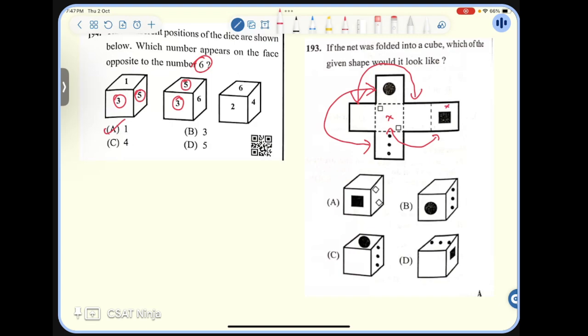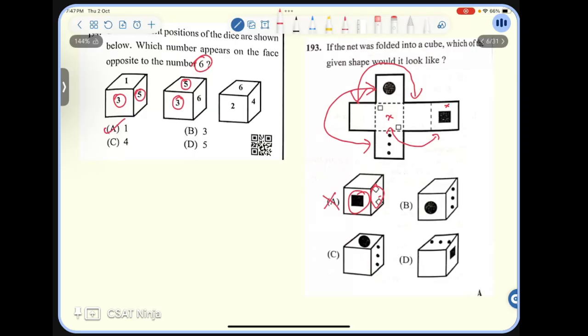This one and this one should not be next to each other. If you look here, you see this here, this here. That means these two are opposite to each other, but they are next to each other. That means this dice cannot be formed.